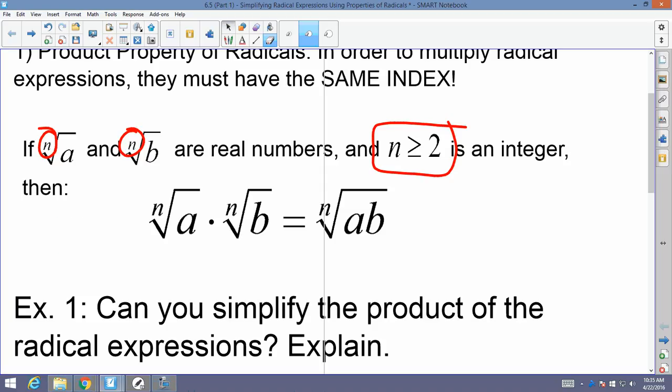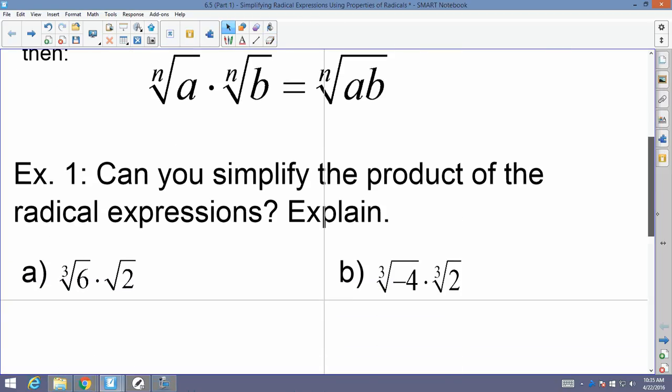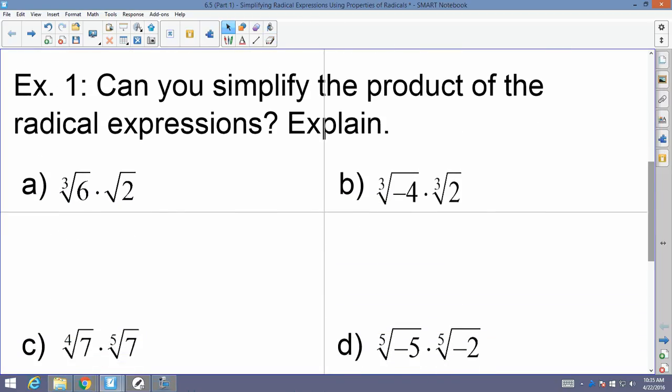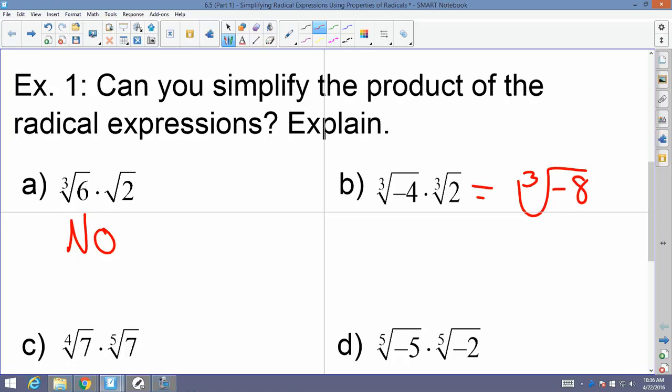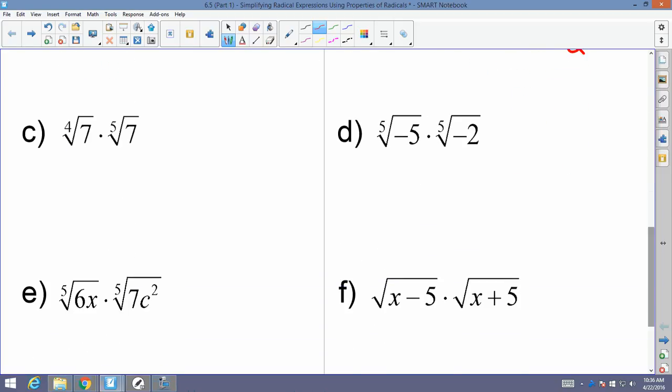Now, let's move on. Can we simplify the products of each radical expression? Okay, why is this a no? Exactly. How about this bad boy? Yeah, this would equal cube root of negative 8, which would equal negative 2. Excellent. How about this bad boy? Now, not this way, but yes, exactly.